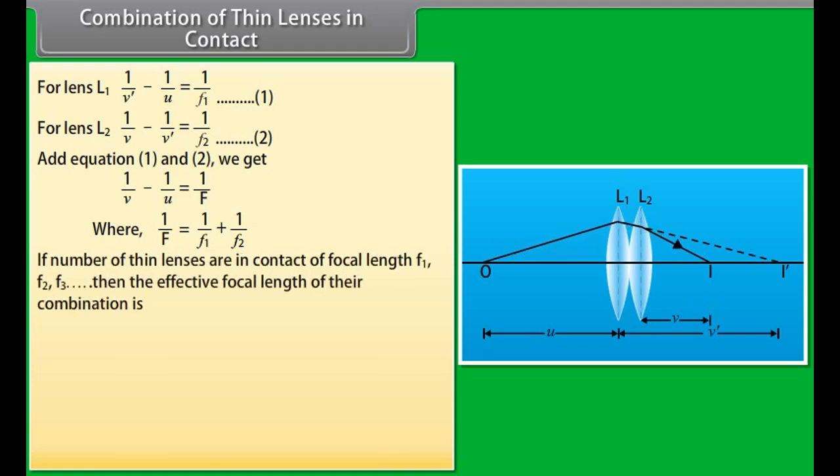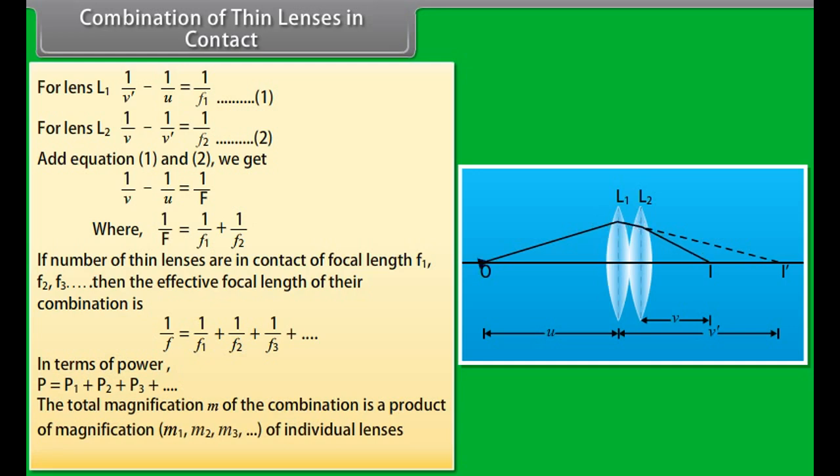If a number of thin lenses of focal lengths f1, f2, f3 are in contact, then the effective focal length of their combination is 1 by f is equal to 1 by f1 plus 1 by f2 plus 1 by f3 and so on. In terms of power, P is equal to P1 plus P2 plus P3 and so on. The total magnification M of the combination is a product of the magnifications M1, M2, M3 and so on of the individual lenses. M is equal to M1 M2 M3.